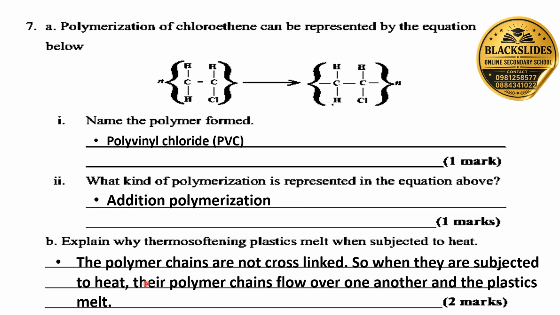All right? So because of that, when they're heated, their polymer chains will flow over one another, and the plastic as a result is going to melt. The key word here is the absence of cross links. There are no cross links in thermosoftening plastics, therefore, when heated, the polymer chains will flow over each other and then the plastic melts.